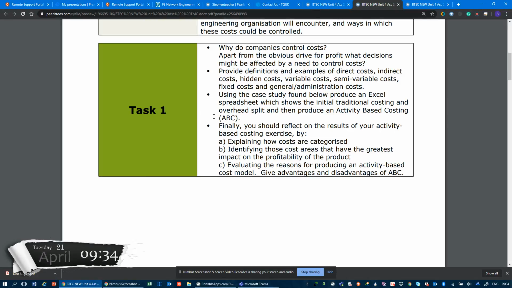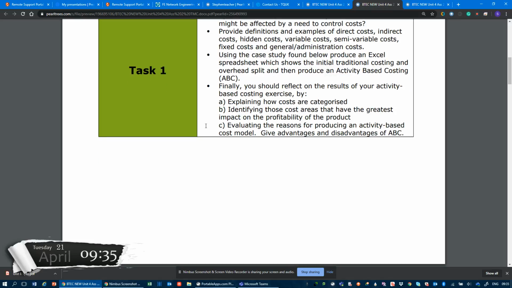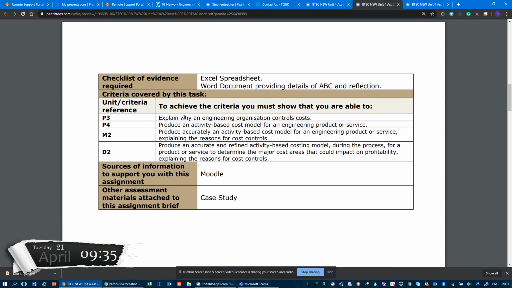Use the case study found below to produce an Excel spreadsheet which shows the initial traditional costing and overhead split, and then produce an activity-based costing, ABC. Easy as ABC. How difficult can it be? Finally, reflect. Obviously reflection is what's getting you up into the distinction category there. And that's the P3, P4, M2, and D2. So that's what's actually on the spec. That's what we're aiming to elicit from you to hit those grades.